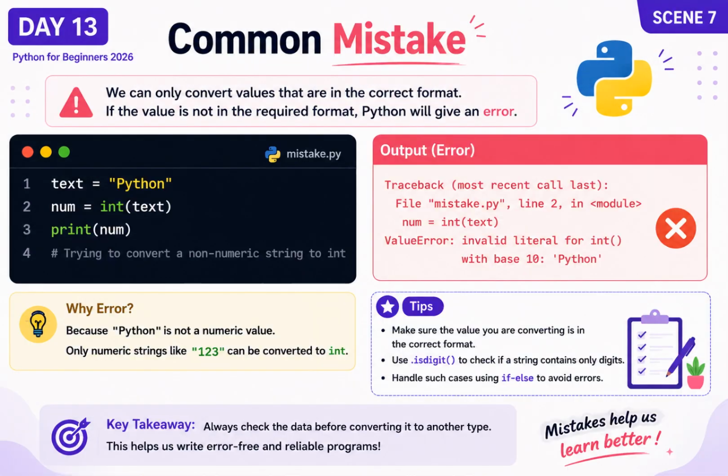Now let's look at a common mistake beginners make. Here the variable contains the word Python. Now we are trying to convert it into an integer using int. But this is not possible because Python is not a number. So Python gives a ValueError. So only numeric strings like 1, 2, 3, 50, 1000 can be converted into integers. So always check your data before converting it.